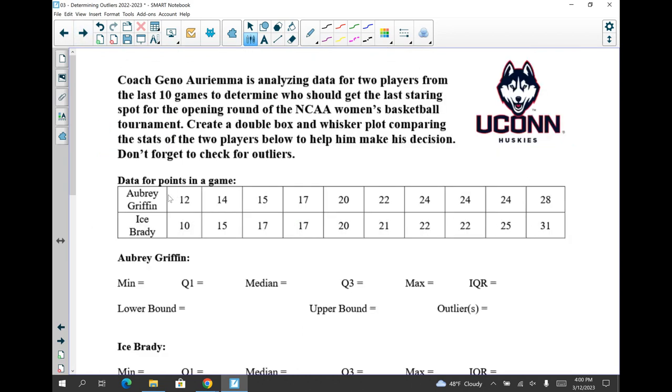Okay. In our next example, we're given data for 2 basketball players, how many points they scored a game in the last 10 games, and we're looking to create a box and whisker plot to help the coach determine who should start in the next game. To do this, we're going to use our graphing calculator to input our data. This way we don't have to do all the calculations by hand and the ordering and so on. We're going to let Aubrey Griffin be our list 1, Ice Brady be our list 2.